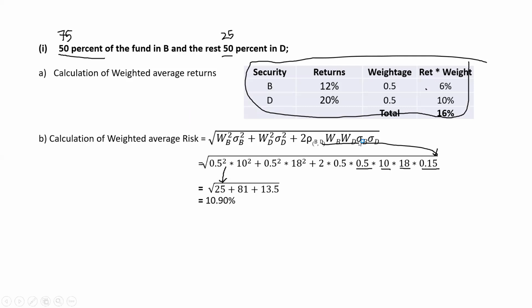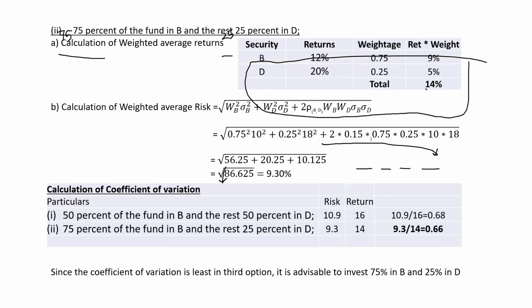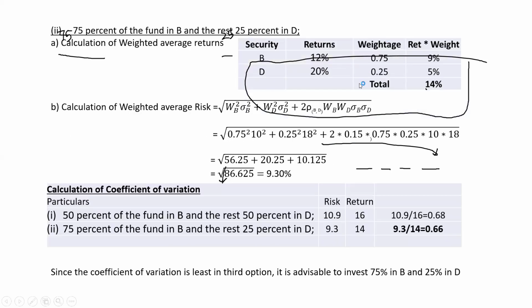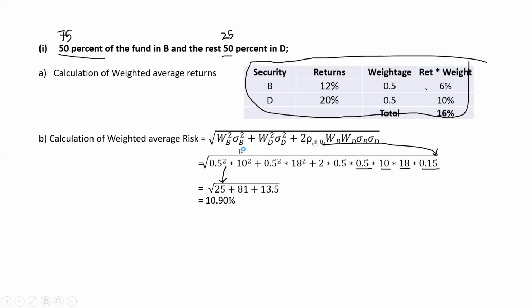Only the weightage column will change. Everything else remains the same. Now you can see in returns, weightage is changing. Here it was 0.5, 0.5. It becomes 0.75 and 0.25. Secondly, in the formula, except weightage, all figures will remain as they are, because standard deviation and correlation coefficient would remain the same. Only the figure of weightage will change.